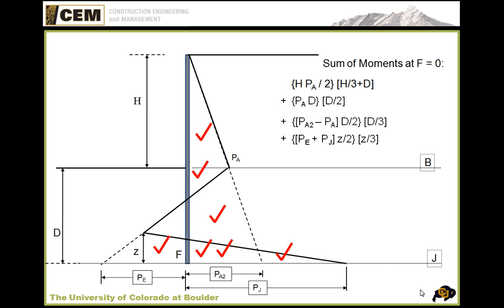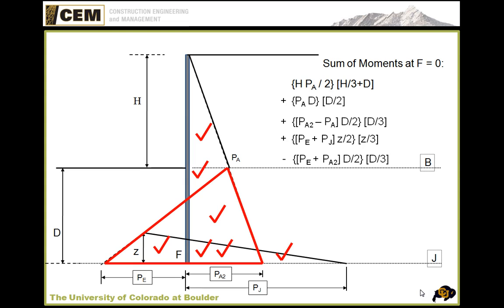Now to end this all out, our fifth term here, we're simply going to subtract out the moment that exists from this triangle here. The base of that triangle is going to be PE plus PA2. The height is going to be D, so it's going to be PE plus PA2 times D over 2. That's going to be the force, and then the distance of that force from that reference point F is going to be D over 3.